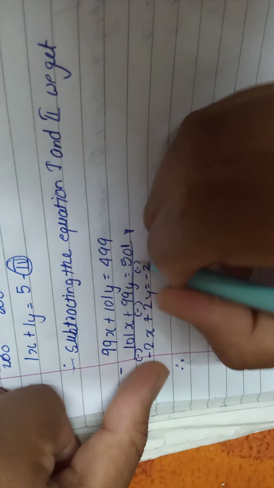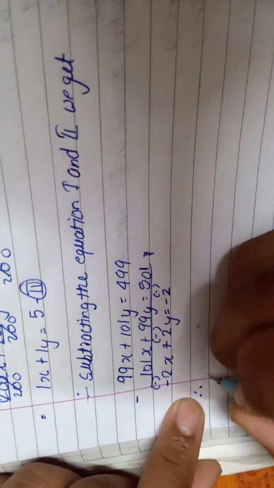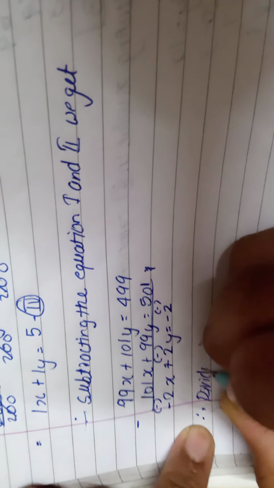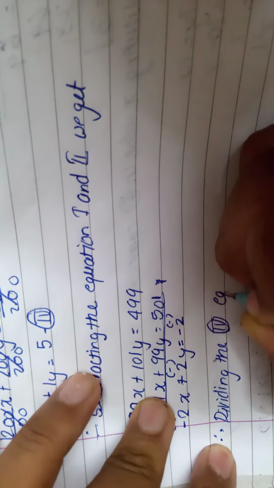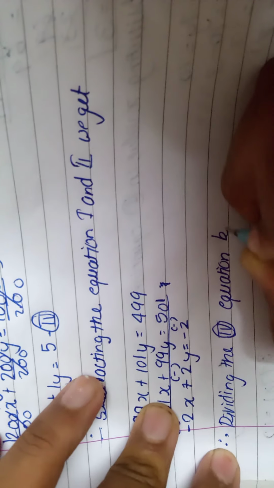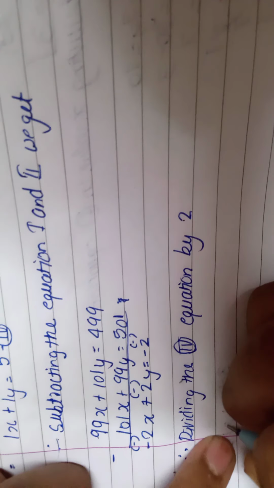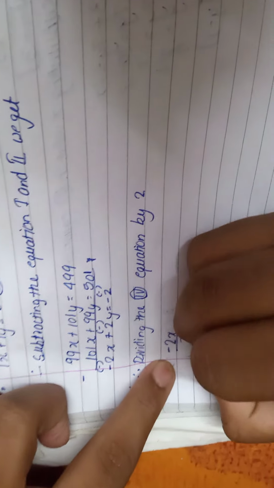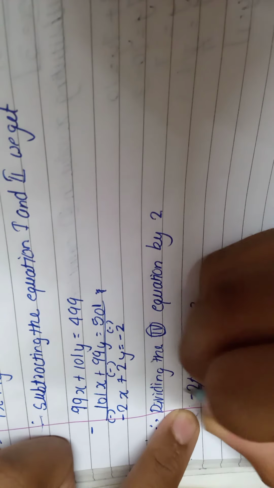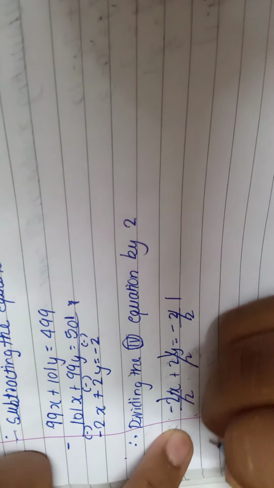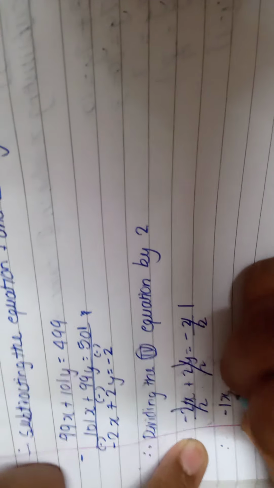Therefore, guys, now we have to divide this. We will write the statement: dividing the equation by 2. So let us divide: 2x upon 2 plus 2y upon 2 is equal to minus 2 upon 2. So it's 1, 1 and 1. Therefore minus 1x plus 1y is equal to minus 1. This is our fifth equation.